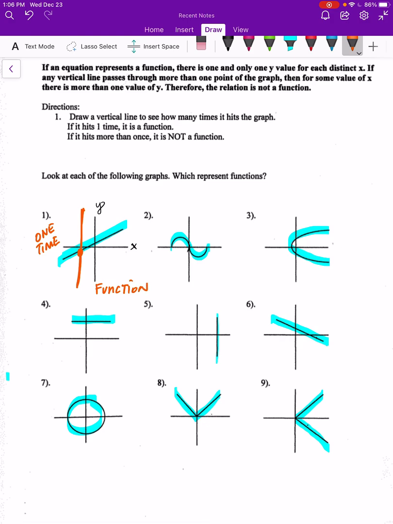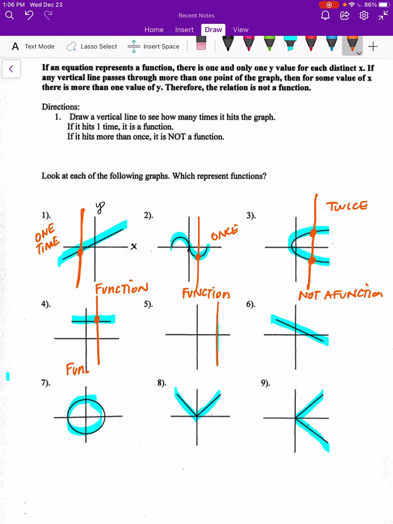Okay, so same thing here. Let's draw a vertical line straight up and down and see how many times it hits the blue. It hits it once, so that makes it a function. Okay, not too bad, so we can whiz through these pretty easily. So I draw a vertical line. Look what happens here. It hits once, it hits twice. So because it hits twice, this is not a function. You guys can easily go through and draw your vertical lines and be done in probably a minute's time. Okay, so here, hits once, function.